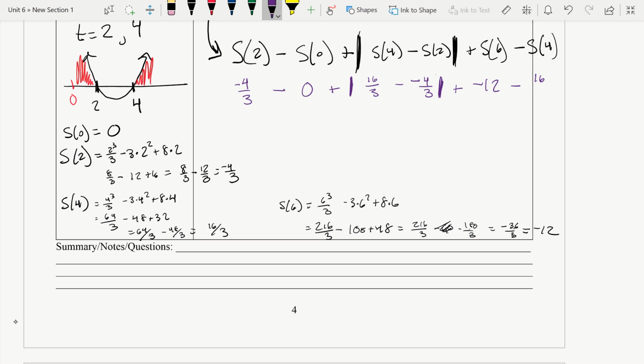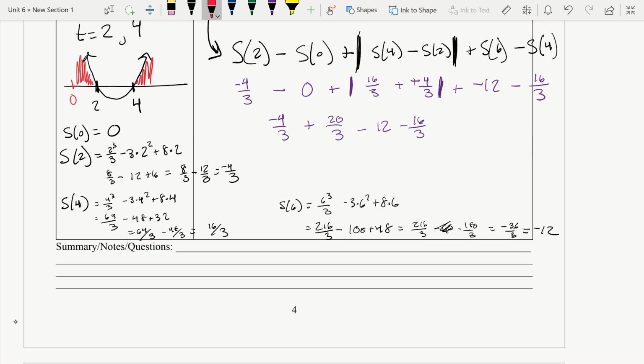So let's see, we have a negative 4 thirds on the outside. This would be plus, so that'd be 20 thirds, and then minus 12, whole number, minus 16 thirds. So let's put together all the thirds, and then we'll deal with the 12 if we need to. Well, negative 4 plus 20 is 16. And then 16 minus 16 is 0. That doesn't sound right. I don't think it's negative 12.